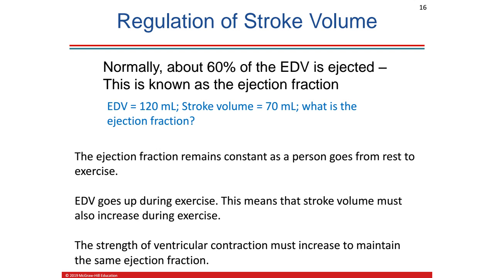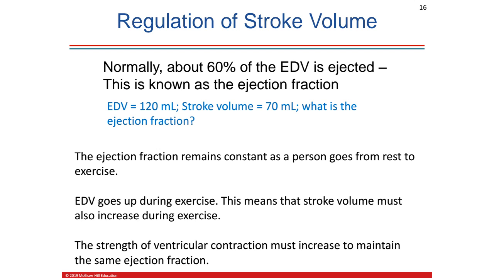So the interesting thing is the ejection fraction remains constant. So let's take our person who's going from rest to suddenly exercising. Up to a certain point, if they're going from rest to just light exercise, you'll find that the ejection fraction remains more or less constant and will stay about 60%. Things change a little bit when we get into really strenuous exercise, but we're not going to talk about that for now. So what happens during exercise is that the end diastolic volume will increase.